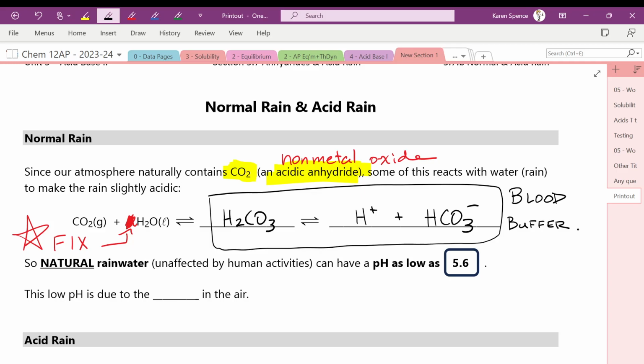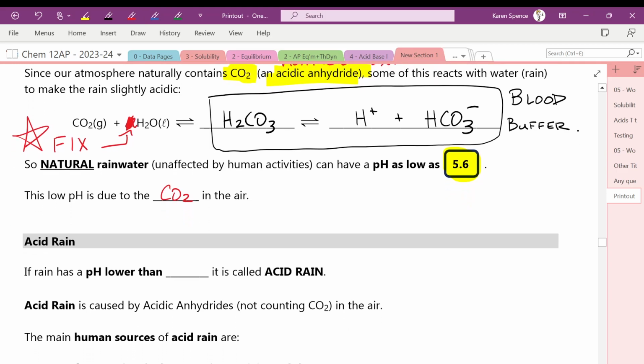So natural rainwater actually ends up with a pH as low as 5.6. So if you think acid rain is pH 6, pH 6 is not acid rain. pH 6 is just natural rainwater, normal rainwater. Why do we have this low pH? It is due to what in the air? CO2, okay? You'll notice there's a lot of repetition here.